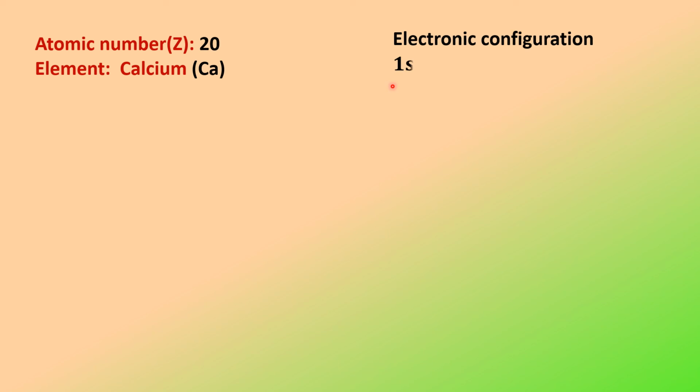Calcium is the 20th element, which has the symbol Ca. It has the electronic configuration 1s2, 2s2, 2p6, 3s2, 3p6, 4s2. So it has 2 electrons in its outermost shell. The fourth shell is the valence shell for calcium.